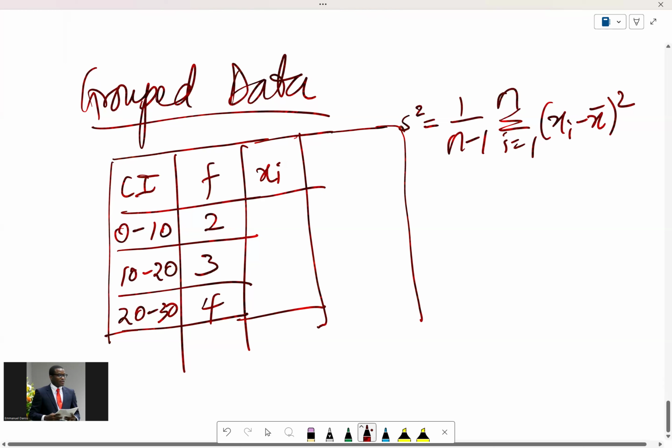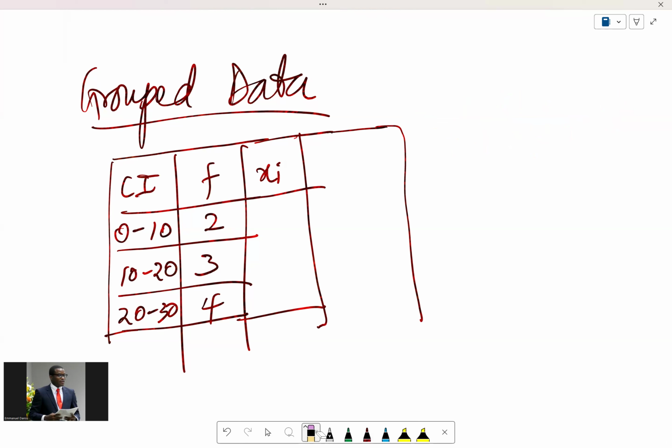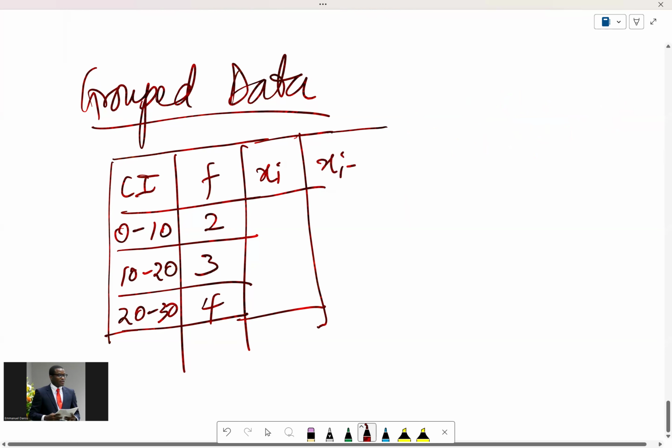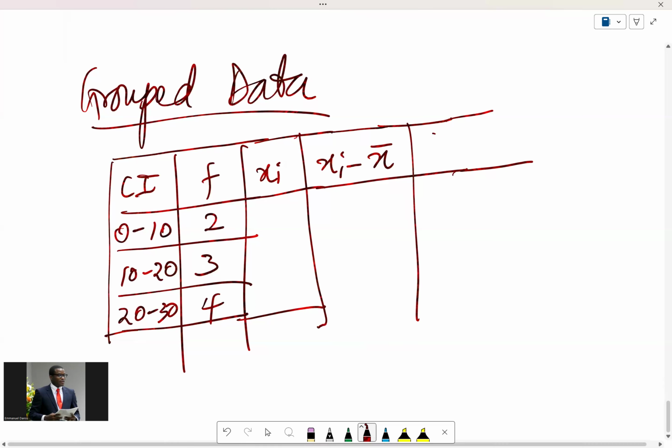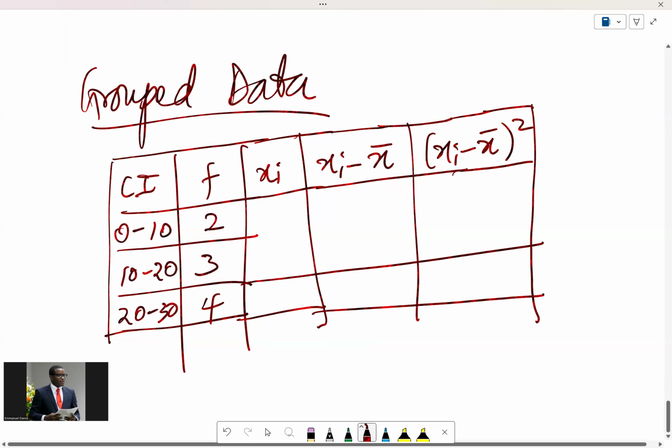I guess I need to move this formula elsewhere, so I can have some space. After xi, we need xi minus x bar. That means we would have found x bar somehow using what we've always known. Then we have xi minus x bar squared. And that's about all we need from this table. Now let's go.